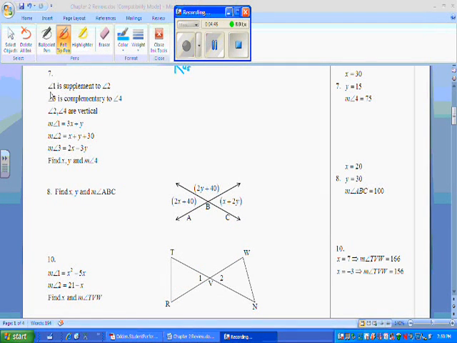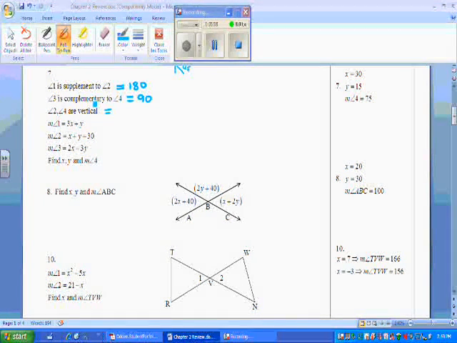Question 7, let's take a look at it. What do we know? Angles 1 and 2 are supplementary, so that means angles 1 and 2 add to equal 180. Angles 3 and 4 are complementary, so that adds to equal 90. And then 2 and 4 are vertical, so that means they equal each other. They're congruent. So what do we notice? We see two variables in an expression, so that means we have to set up a system.